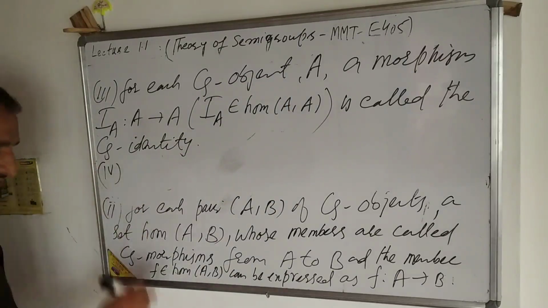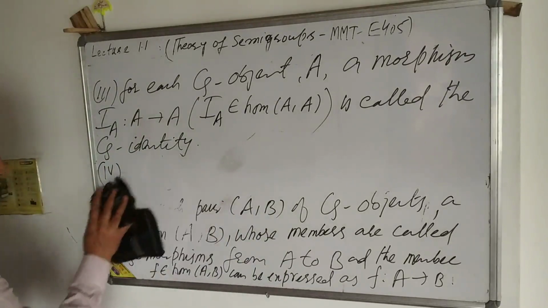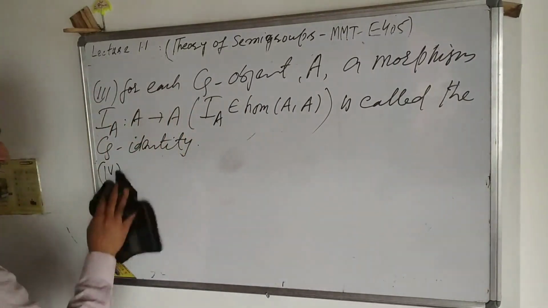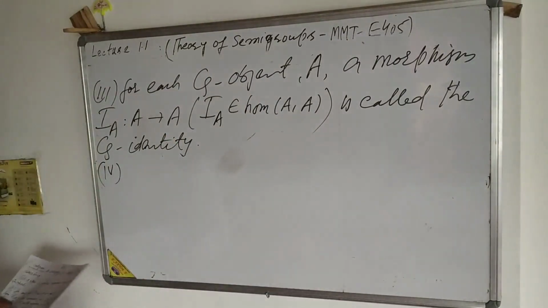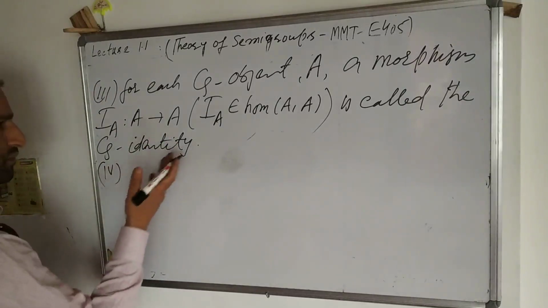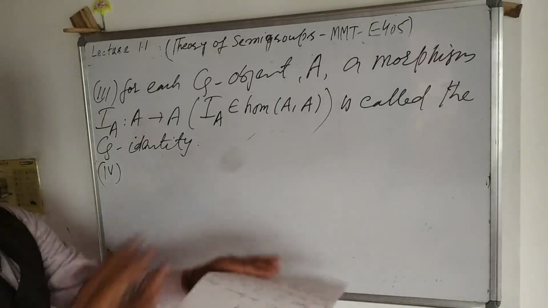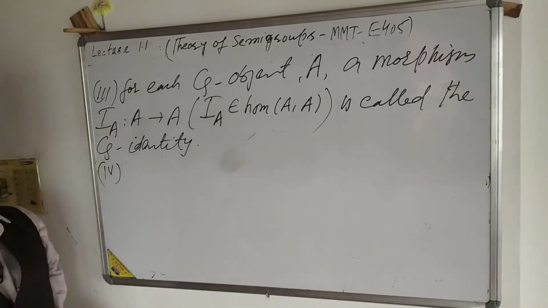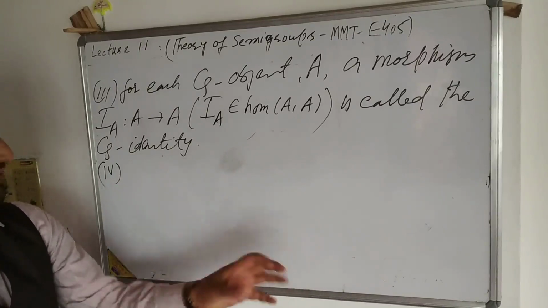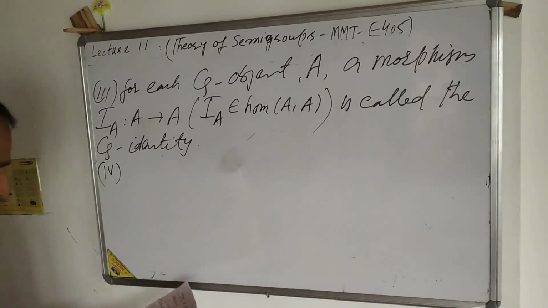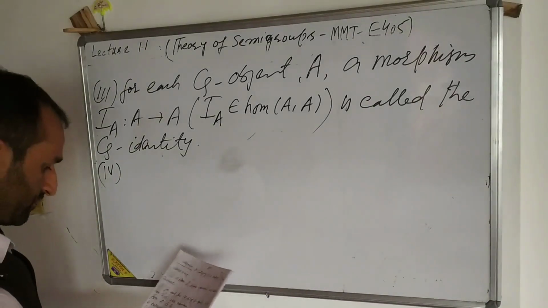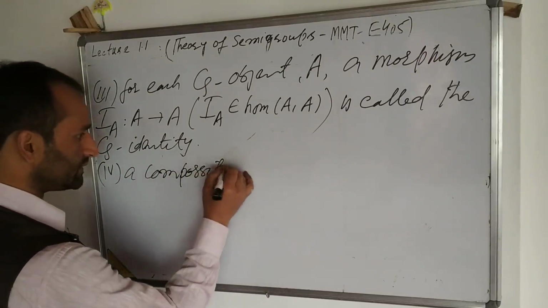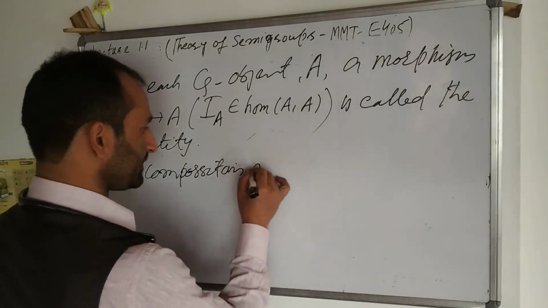And the fourth property is a composition associates. There is a composition, as in the category of sets, where there was composition of two mappings. If F is a map from A to B, and G is a map from B to C, then we can compose these two mappings to generate a new map FG from A to C. So again, in general, in a category we have a composition.